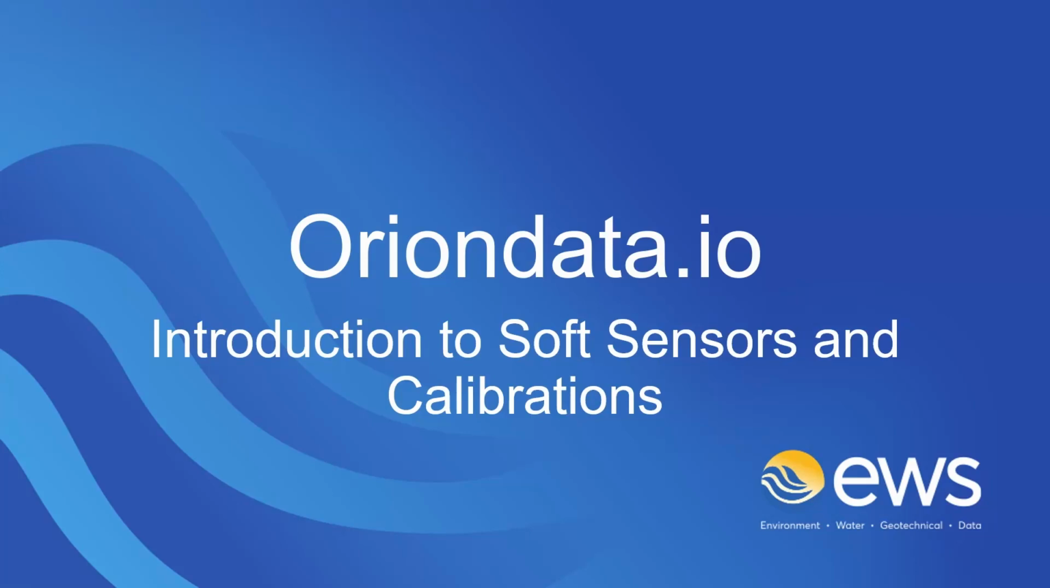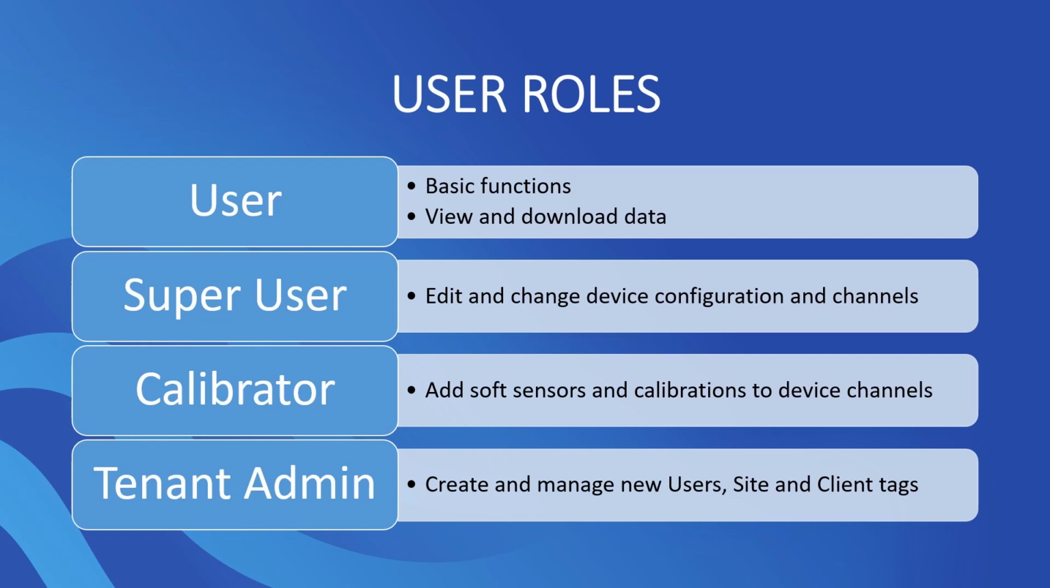In this video, we are going to be looking at how to create soft sensors and apply a basic calibration in Orion. To create calibrations, you'll need to have the calibrator user role applied to your Orion account. If you do not have these permissions, please talk to your E.W.S rep or accounts manager.